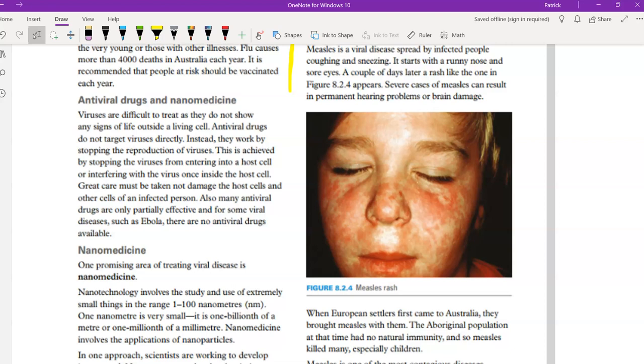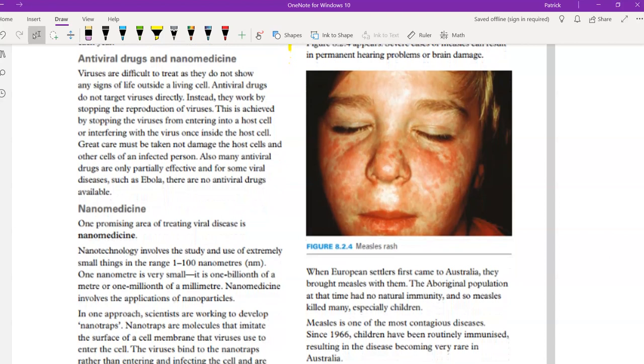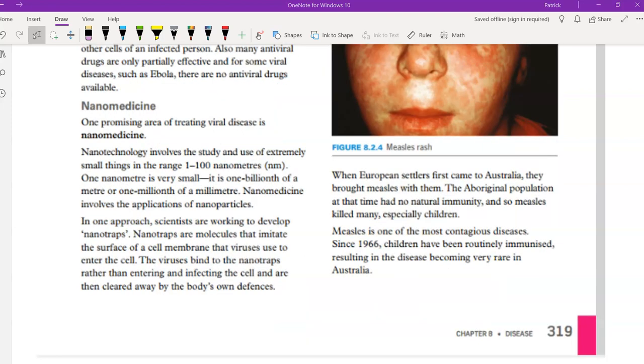This is why, under the current environment, if you are suffering from comorbidities or other conditions, viruses can be so damaging and also deadly. Stop and think for a second about the size of viruses. One promising area of treating viral disease is nanomedicine.